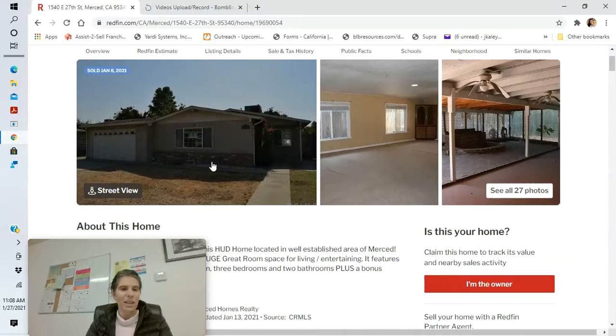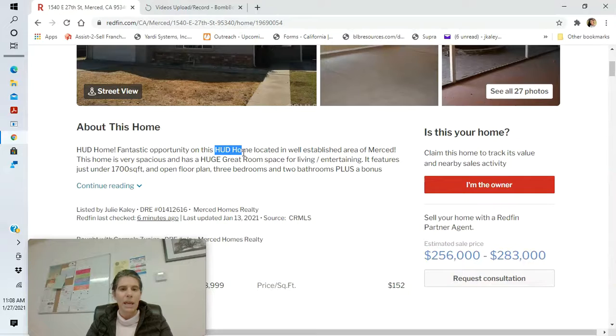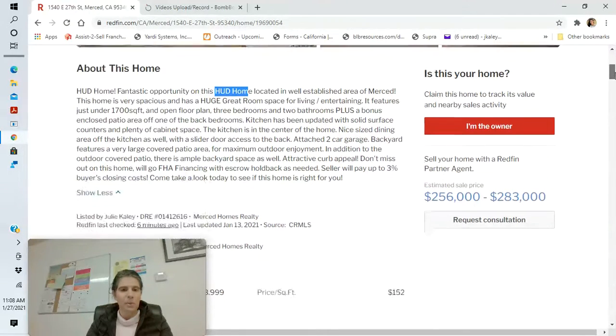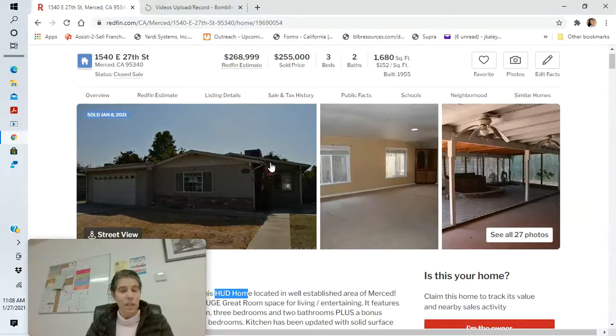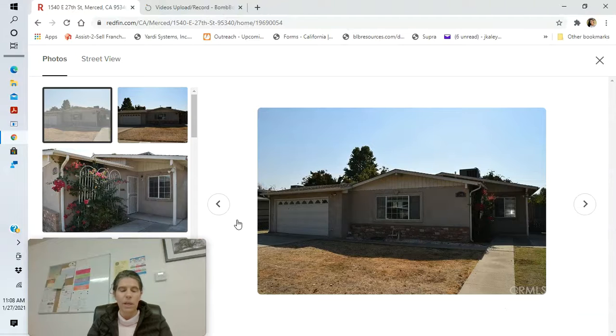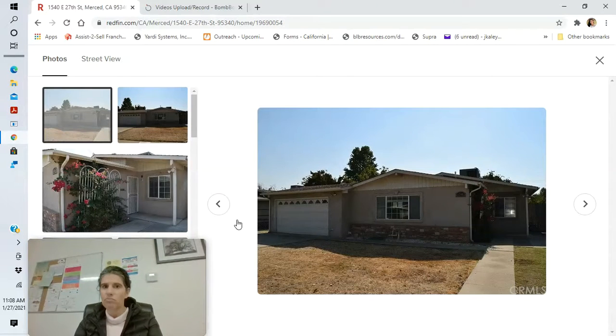So this is actually the house right here. It was located at 1540 East 27th Street right here in Merced. As you see here on the description, it's a HUD home, and it talks a little bit about the property, and then listed by Julie Kaylee, Merced Homes Realty, which is me. So we put this property on the market, and it was FHA insurable. There's a better picture of the exterior so you can get a good look at it. And it was in overall average, fair, decent, good condition. Of course, we expected some little things to come up, but overall it appeared to be pretty structurally sound with everything in sort of working order.